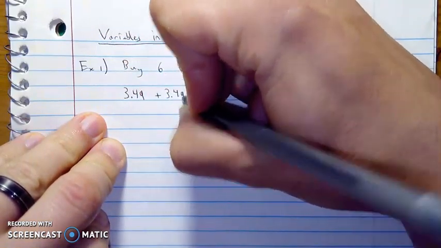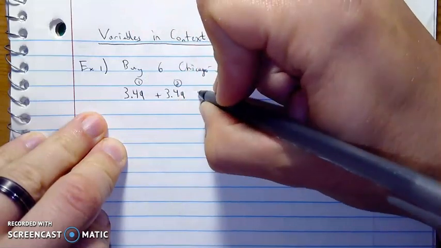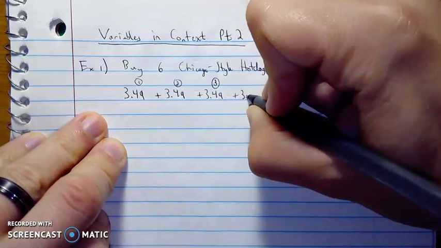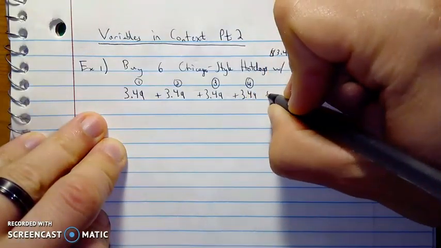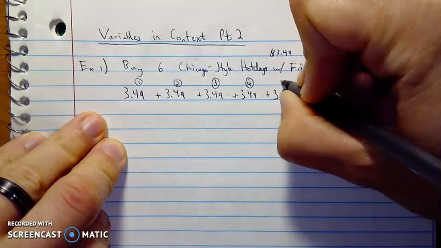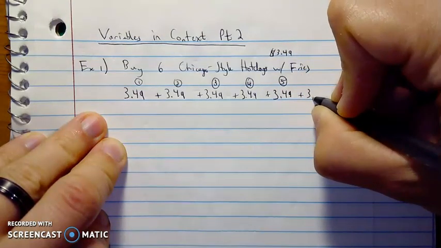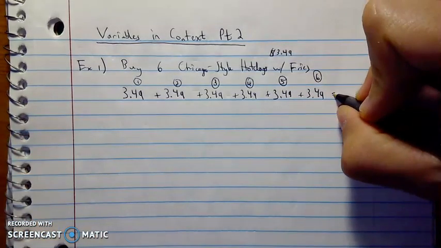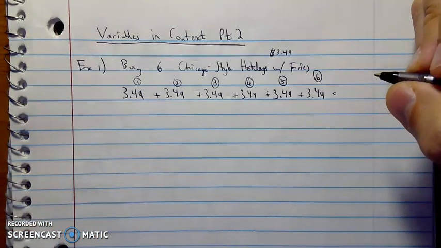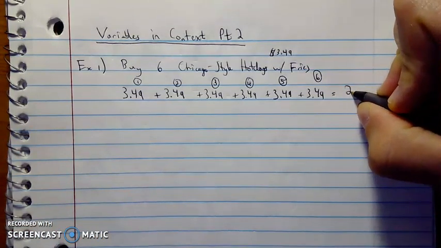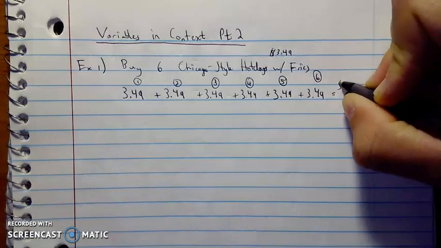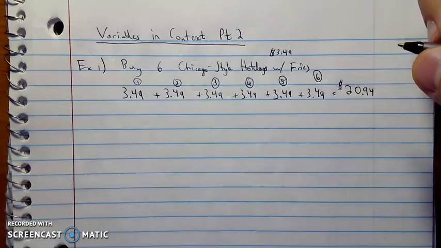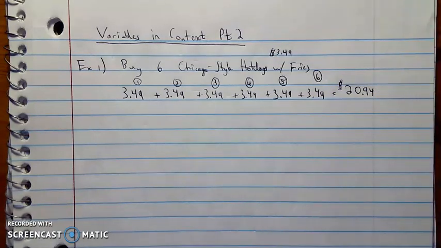So, we could go the long way and go $3.49 plus $3.49. That's 1, 2. $3.49 would be 3, 4, 5, and another $3.49 would be 6. So we could add all 6 of those together, and we should end up getting $20.94. Now, if I was buying like 76 hot dogs, I would not want to add that 76 times.